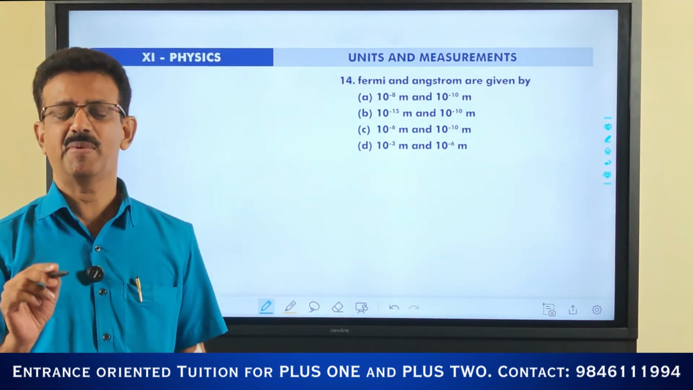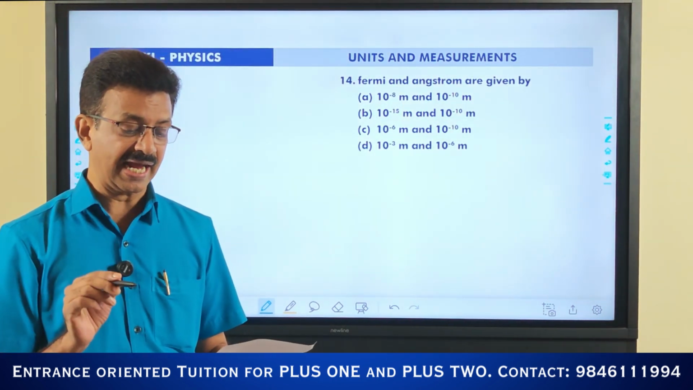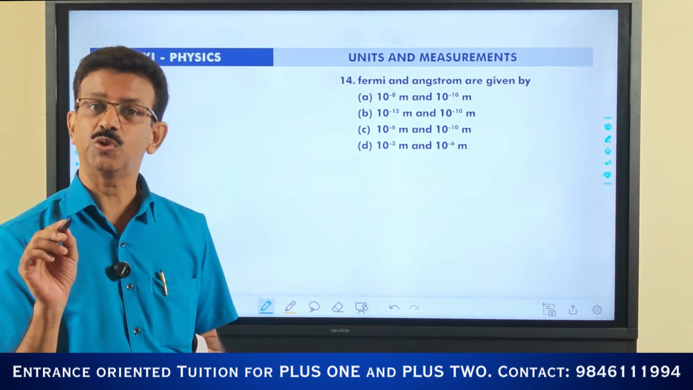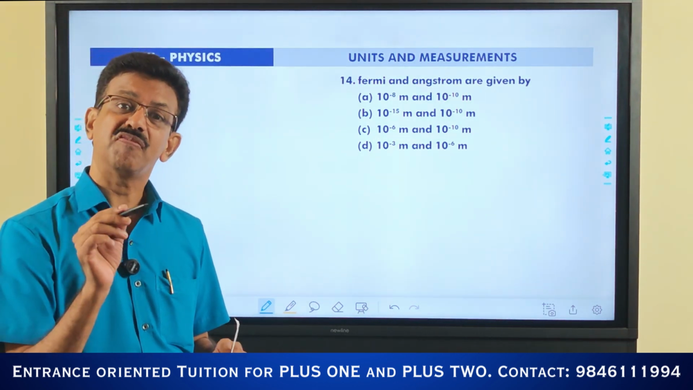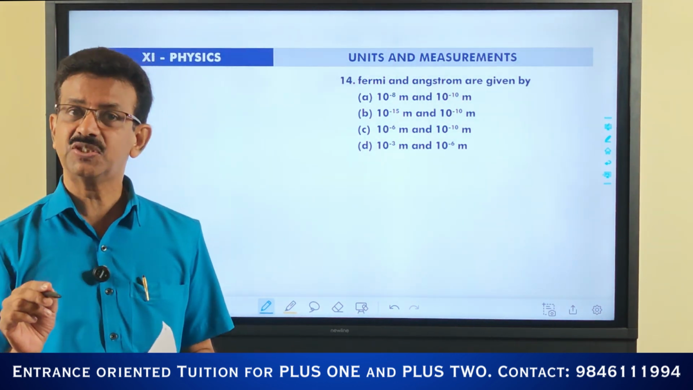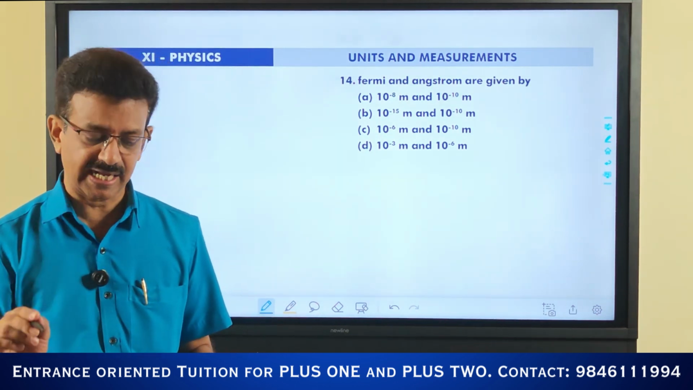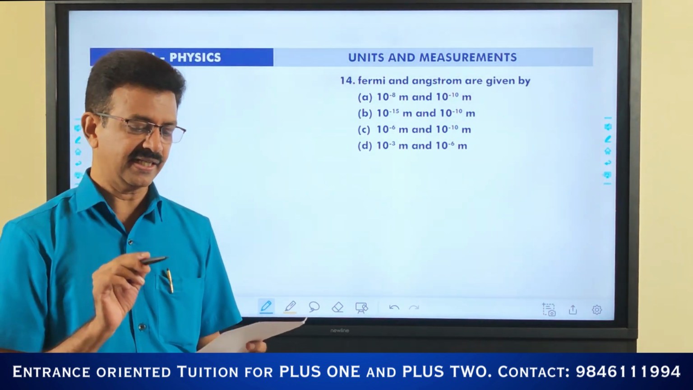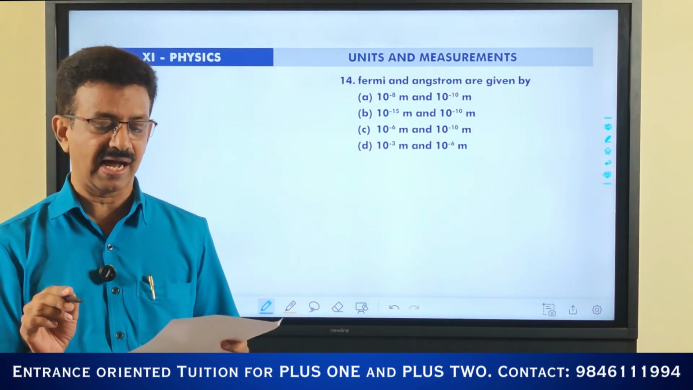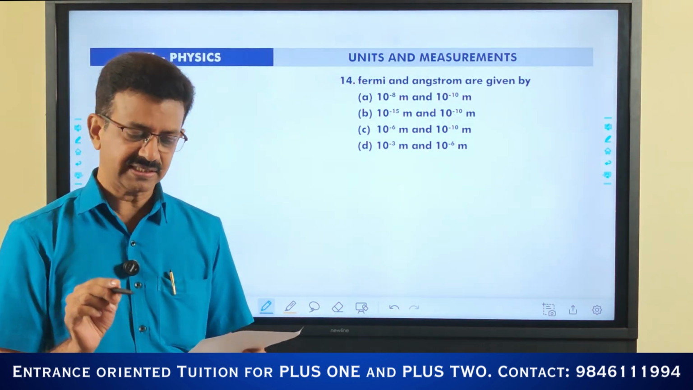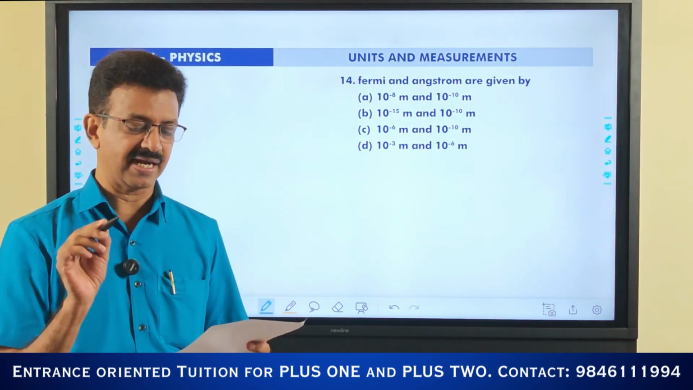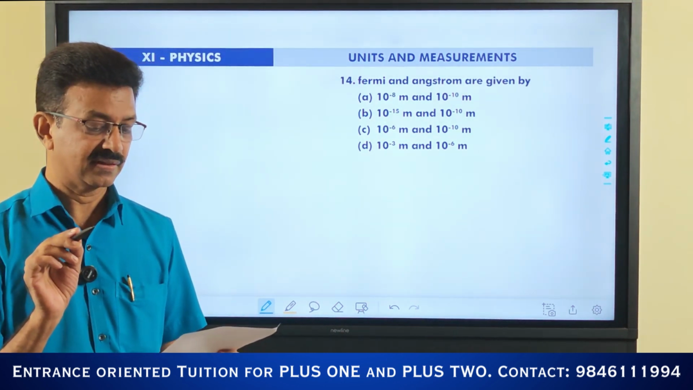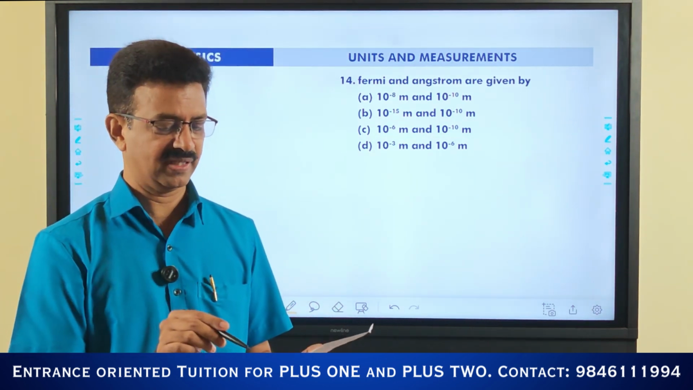Next question is also about the unit. Fermi and angstrom are given by? One Fermi means 10 raised to minus 15 meter, or femtometer. Then one angstrom means 10 raised to minus 10 meter. Both units are used to represent lengths. Here the question is, Fermi and angstrom are given by, and one answer given is 10 raised to minus 8 meter and 10 raised to minus 10 meter.